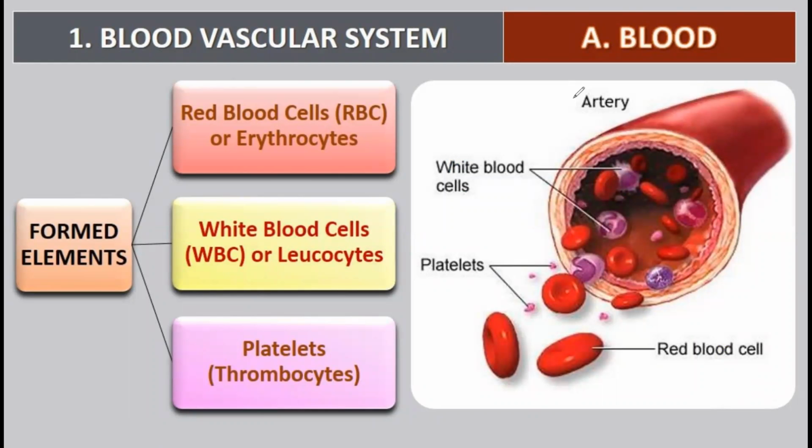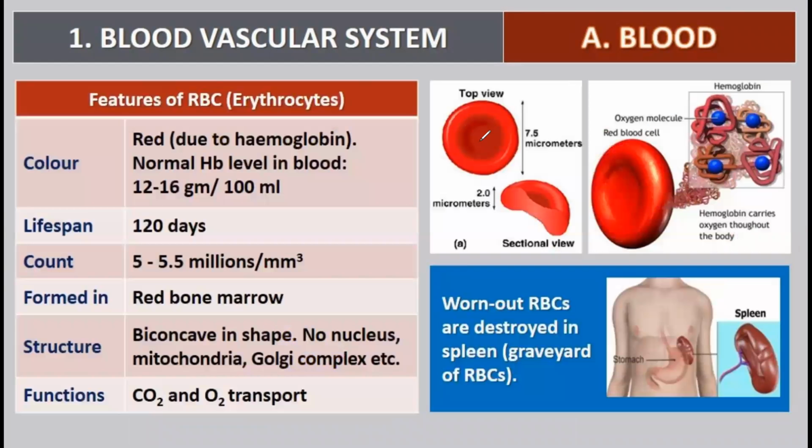Then comes the formed elements. Formed elements are three: red blood cells, white blood cells, platelets. Red blood cells are also known as erythrocytes, WBC are known as leukocytes, and platelets are known as thrombocytes.